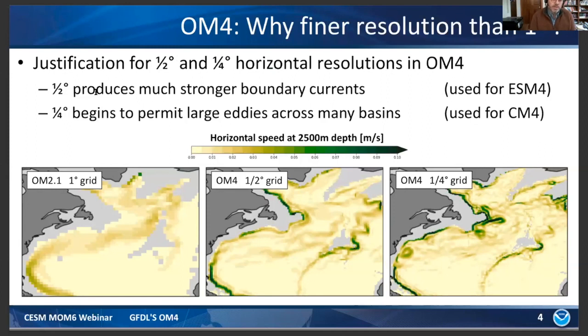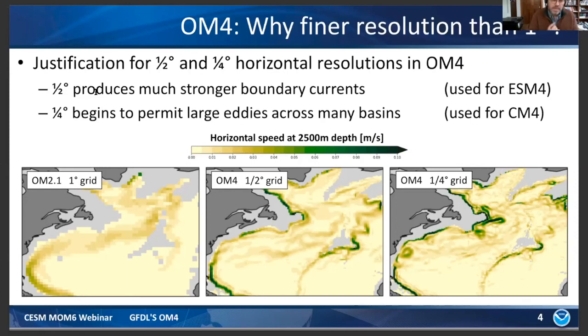And he found that going to either a half or a third was able to get very much stronger, tighter boundary currents. And this was enough encouragement for us to move the ESM towards our half degree, where we begin to resolve the boundary currents much better. And then at a quarter degree, we begin to permit these large eddies across many of the basins, and especially within, not necessarily at high latitudes, but in mid latitudes and equatorward.